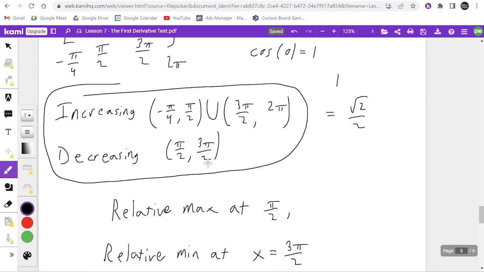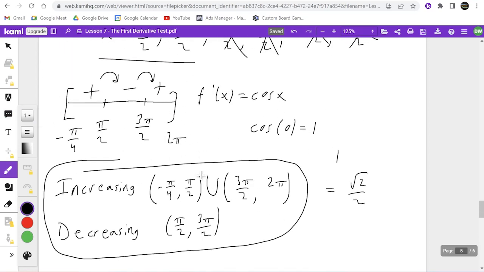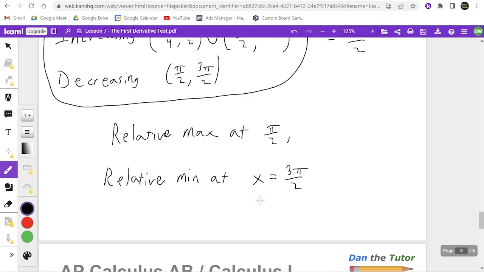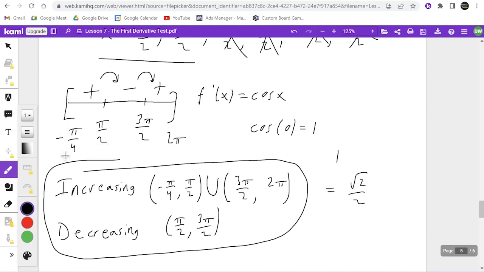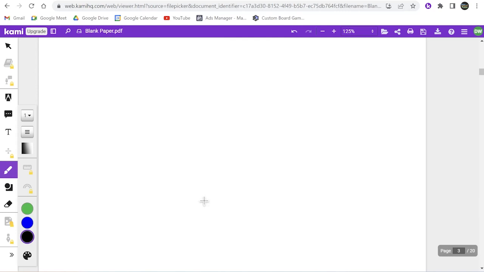And then, oh boy, we got a fun one for the absolute extrema, don't we? Because we're going to have to plug in these four numbers, negative pi over 4, pi over 2, 3 pi over 2, and 2 pi, into the original function. So that's x equals negative pi over 4, pi over 2, 3 pi over 2, and 2 pi. And I'm plugging each of these into the original function, which was sine x, not cosine x.